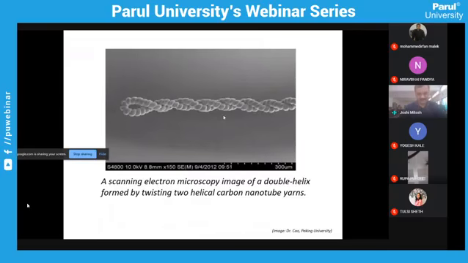Same thing, this is important. The scanning electron microscopy image of a double helix using carbon nanotube yarns. This is of 300 micrometer, using 10 kilo electron volt. This was studied around 2012 by Dr. Kao in Peking University, but recent papers also report that it is studied vastly. It has vast applications nowadays.